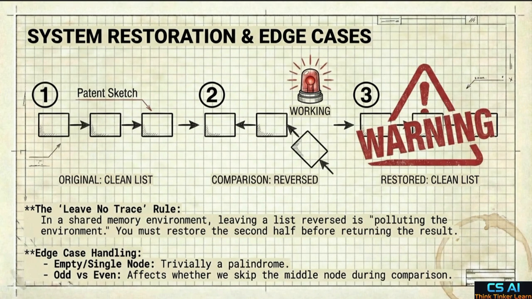After in-place modification, system restoration and edge cases are critical. The leave no trace rule dictates that in a shared memory environment, leaving a list reversed is polluting the environment. Therefore, you must restore the second half before returning the result. This ensures the list's original state is preserved.